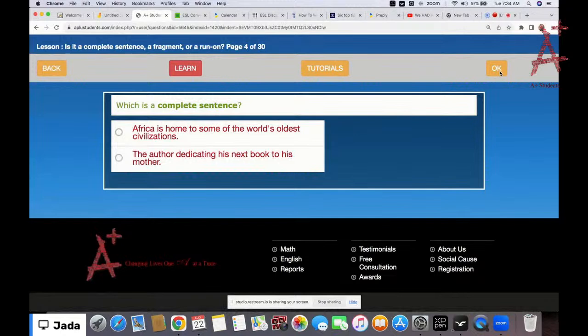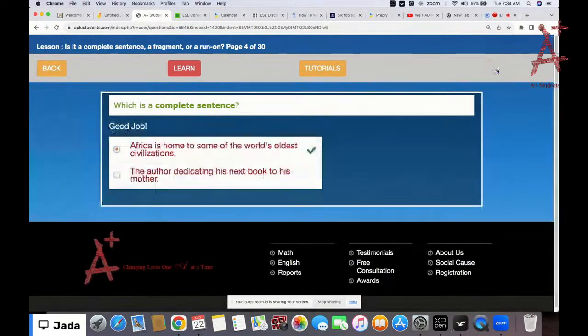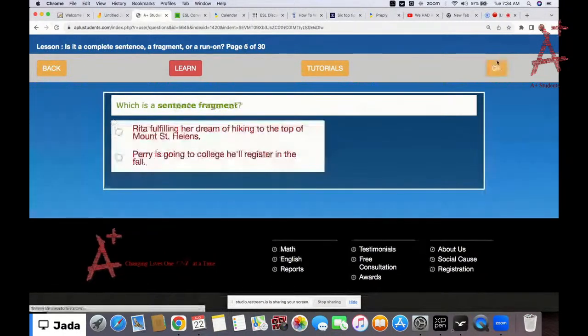Africa is home to some of the world's oldest civilization. So yeah. Which is a sentence fragment?